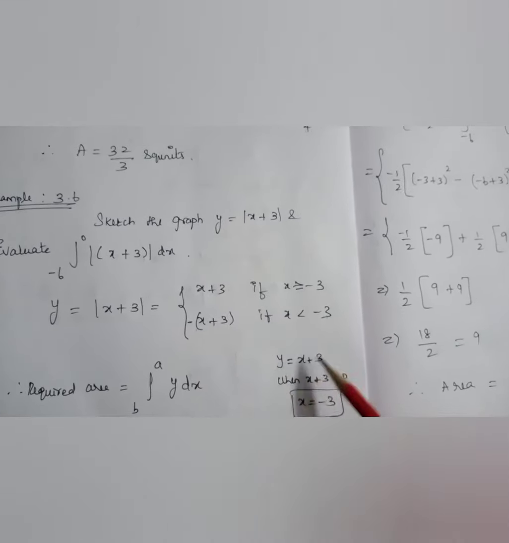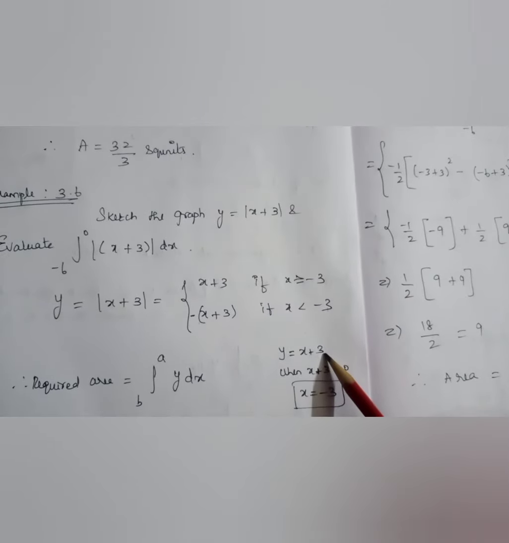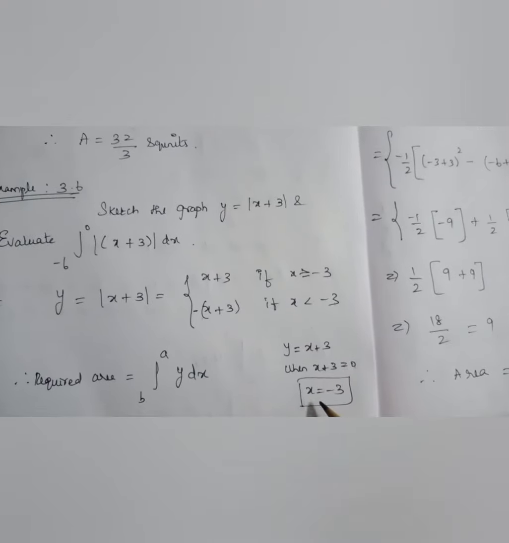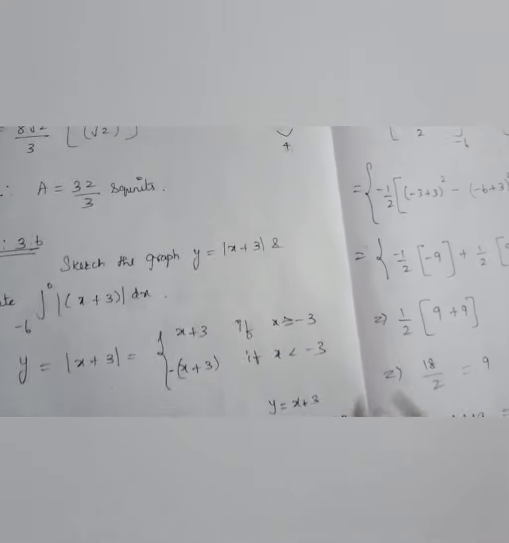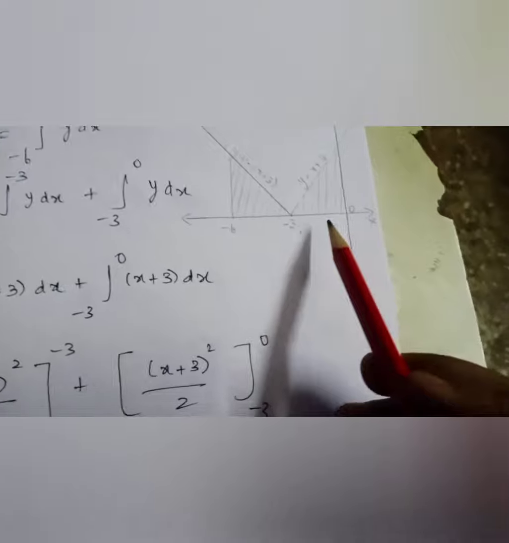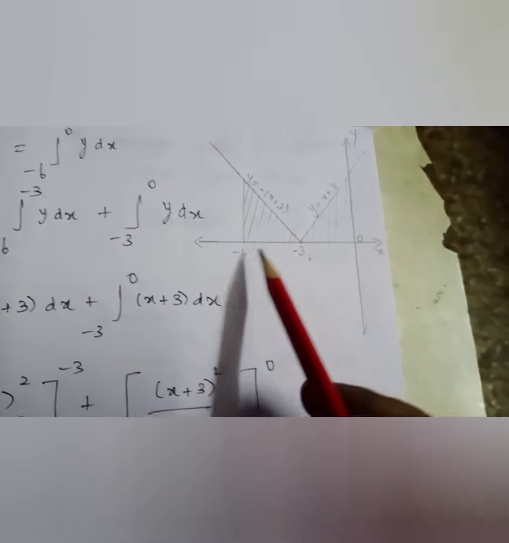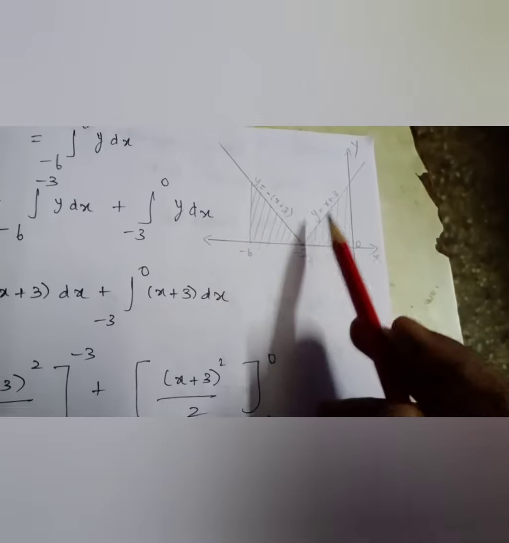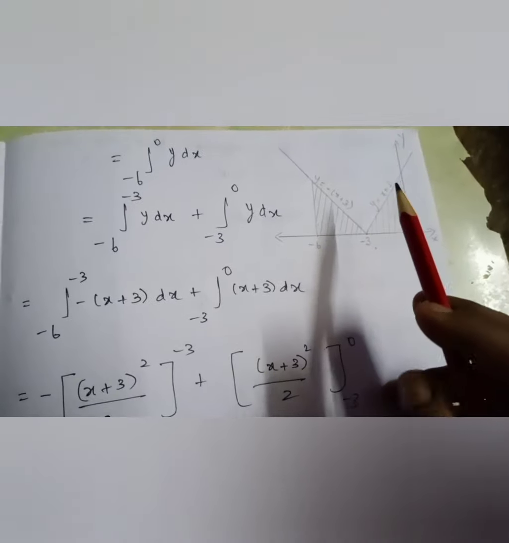Okay, so y is equal to x plus 3. Suppose when I am going to put y is equal to 0, what will happen? x plus 3 is equal to 0, x takes the value minus 3. That is why we are going to apply the limit to be minus 6 to 0. We have given the limit to be minus 6 to 0, but minus 6 to 0 means minus 6, and after that there will be minus 3, and then only we will be having 0, right? Minus 6, minus 3, 0, and then we will be having the x-axis over there. So we have two types, that is x plus 3 also there, minus of x plus 3 also there, since it was given in the modulus.